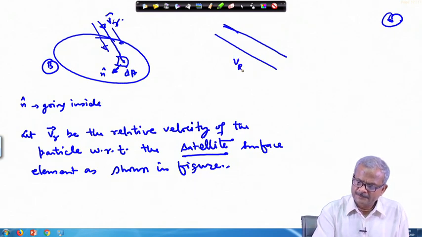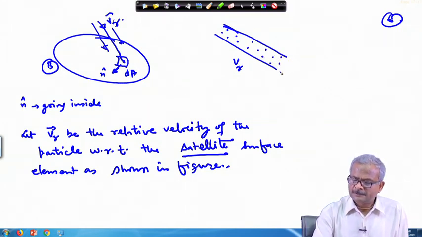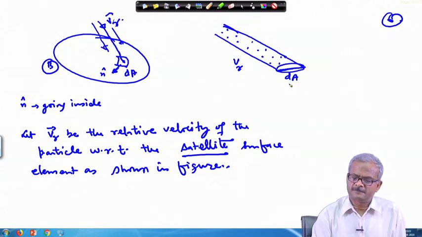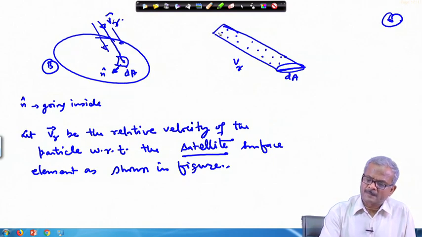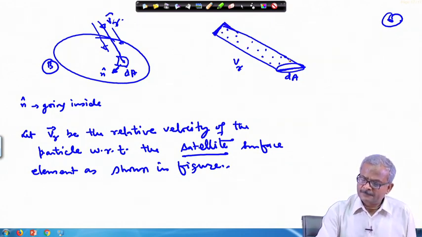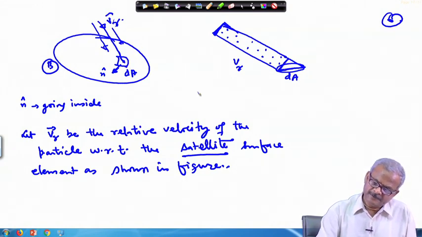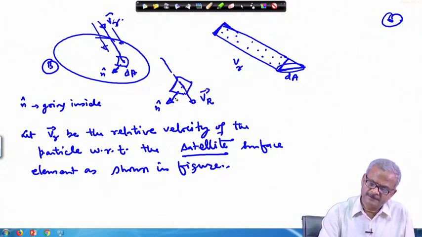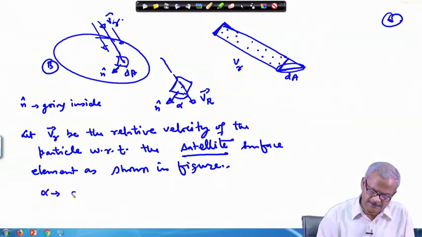this is a tube of length v r. All the particles contained in this tube, and here is my surface, this is d a. What we will assume is this vector here; let me make a separate figure. n cap is the vector going here, and v r is the vector going in this direction. This angle we write as alpha. So, alpha is the angle of attack.